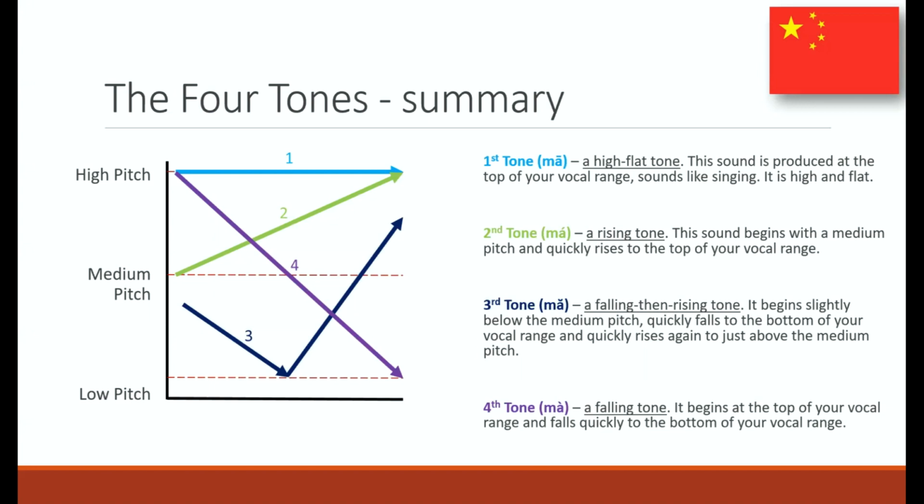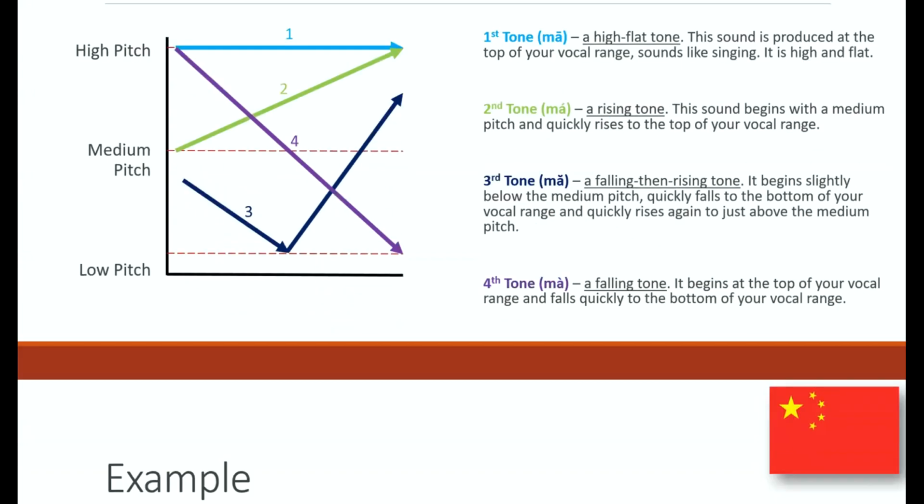Sometimes this sounds a little bit similar to third tone. Yeah, so when you speak quickly, there is not much of a noticeable difference. Then we have the third tone. It's a falling, then rising tone. It begins slightly below the medium pitch, quickly falls to the bottom of your vocal range, and quickly rises again to just above the medium pitch. Finally, you have the fourth tone, which is a falling tone. It begins at the top of your vocal range and it falls quickly to the bottom of your vocal range.